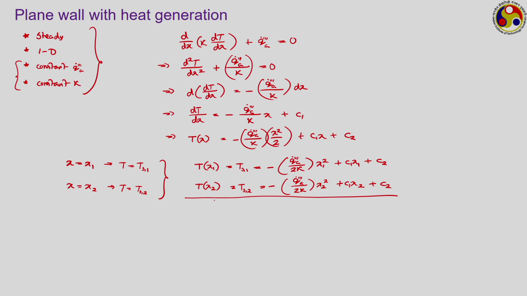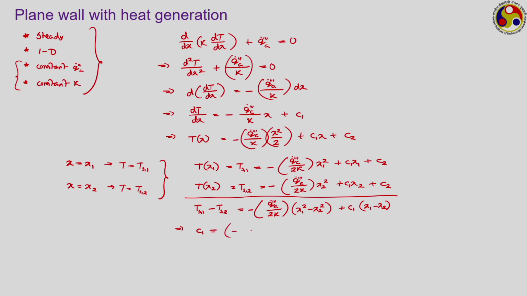So, if we write them together, then T s 1 minus T s 2 is equal to minus of q 0 triple prime upon 2 k into x 1 square minus x 2 square plus c 1 into x 1 minus x 2, which gives C 1 to be equal to, okay, let us write the volumetric energy generation term first.